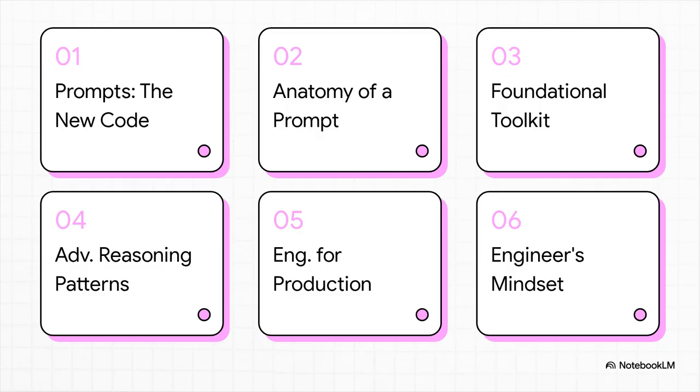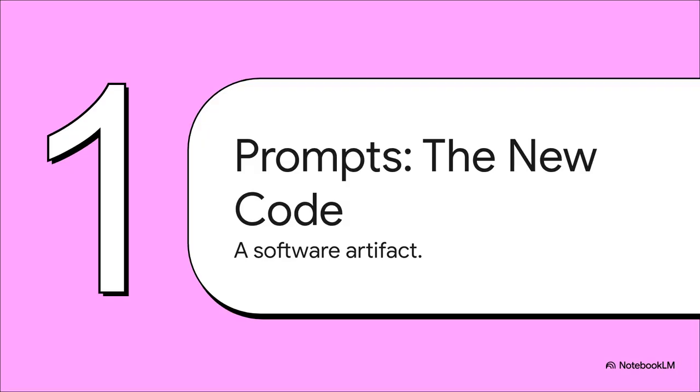We'll start by looking at prompts as the new code, then we'll dissect the anatomy of a good prompt. We'll cover the foundational toolkit and some really advanced reasoning patterns. And then we'll get into the nitty-gritty of engineering for production, all leading up to the essential mindset you need to succeed. All right, first up, prompts as the new code.